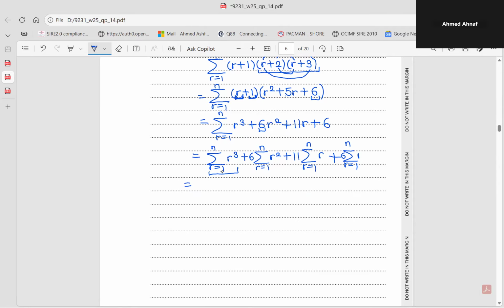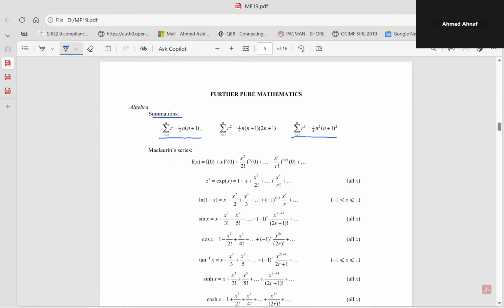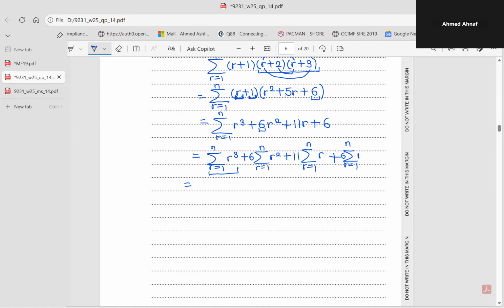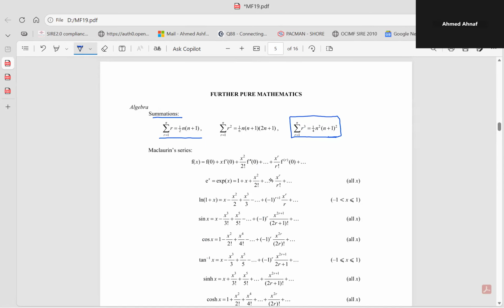But for now, let's evaluate this. Luckily for us, we have the exact expression. For the summation of r cubed from r equals 1 all the way to n, it's just 1 over 4 n squared times n plus 1 squared. Let's do the same for r squared. This is a longer expression, 1 over 6 times n plus 1 times 2n plus 1.